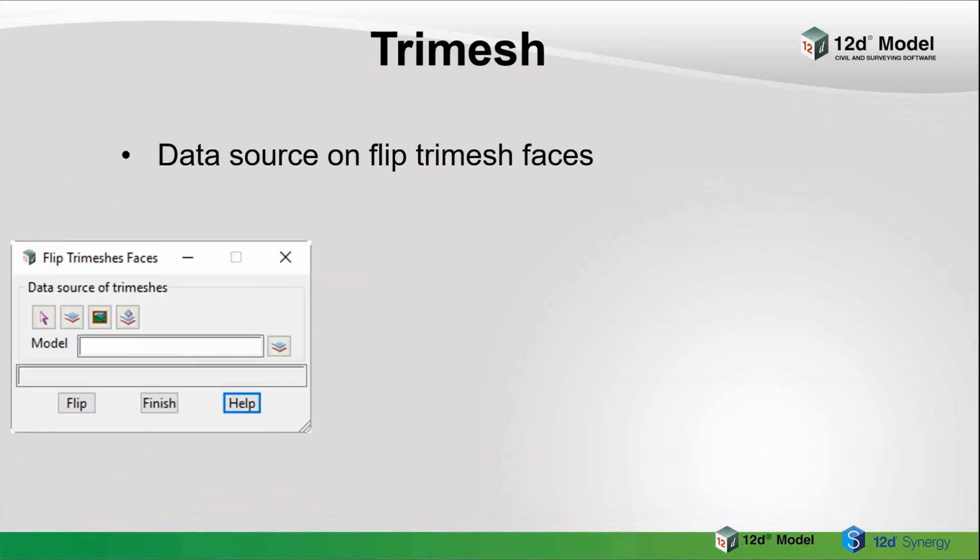Some more general things. There's a thing for data source on flip Trimesh faces. There was an option in 12 that allowed you to flip one face. This then allows you to flip a whole lot of faces for Trimeshes. And why do you have to do it?